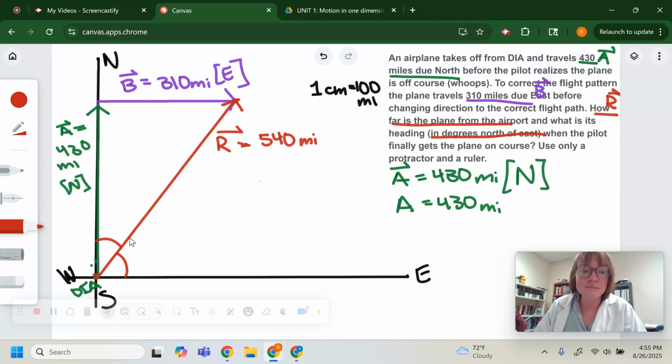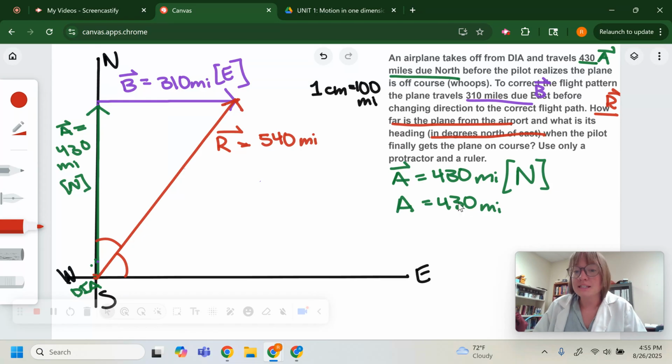If it asked me for the heading in degrees east of north, that would mean that I start at north and I go to the east of that. So I start at north and then I head my way towards the east axis. So I start here and I go click, click, click, until I run into vector r. That is how you know which angle to measure. It's which one you're carving out as you go either north of east or east of north.